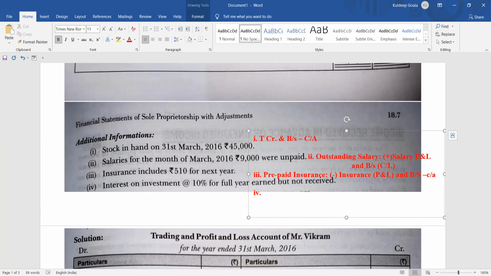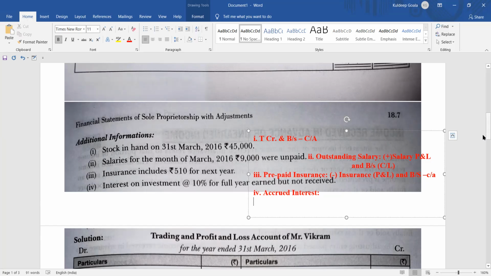So this interest earned but not received, what do we call it? Interest earned but not received is called accrued interest. तो हम लोग accrued interest बोलते हैं. Interest earned but not received. Clear? क्या हो गया इसमें, कितना है?